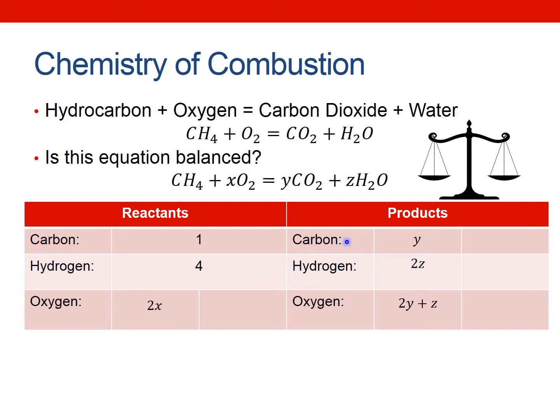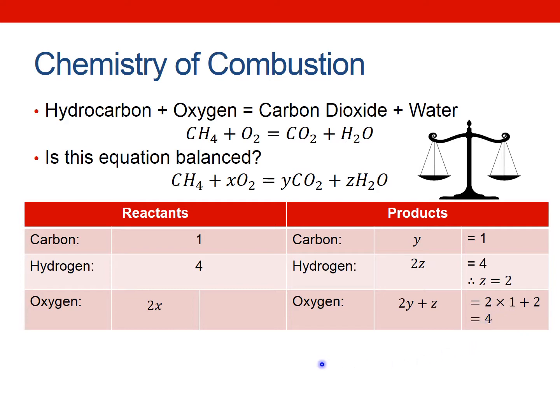Now we can start solving for this. We know that we have 1 carbon on this side, so Y has to equal 1. We have 4 hydrogens on this side, and 4 hydrogens is equal to 2Z, so we know that Z is equal to 2. Because we now know Y and Z, we can work this one out. So 2Y plus Z is 2 times 1 plus 2, which is 4. So you have 4 oxygens.